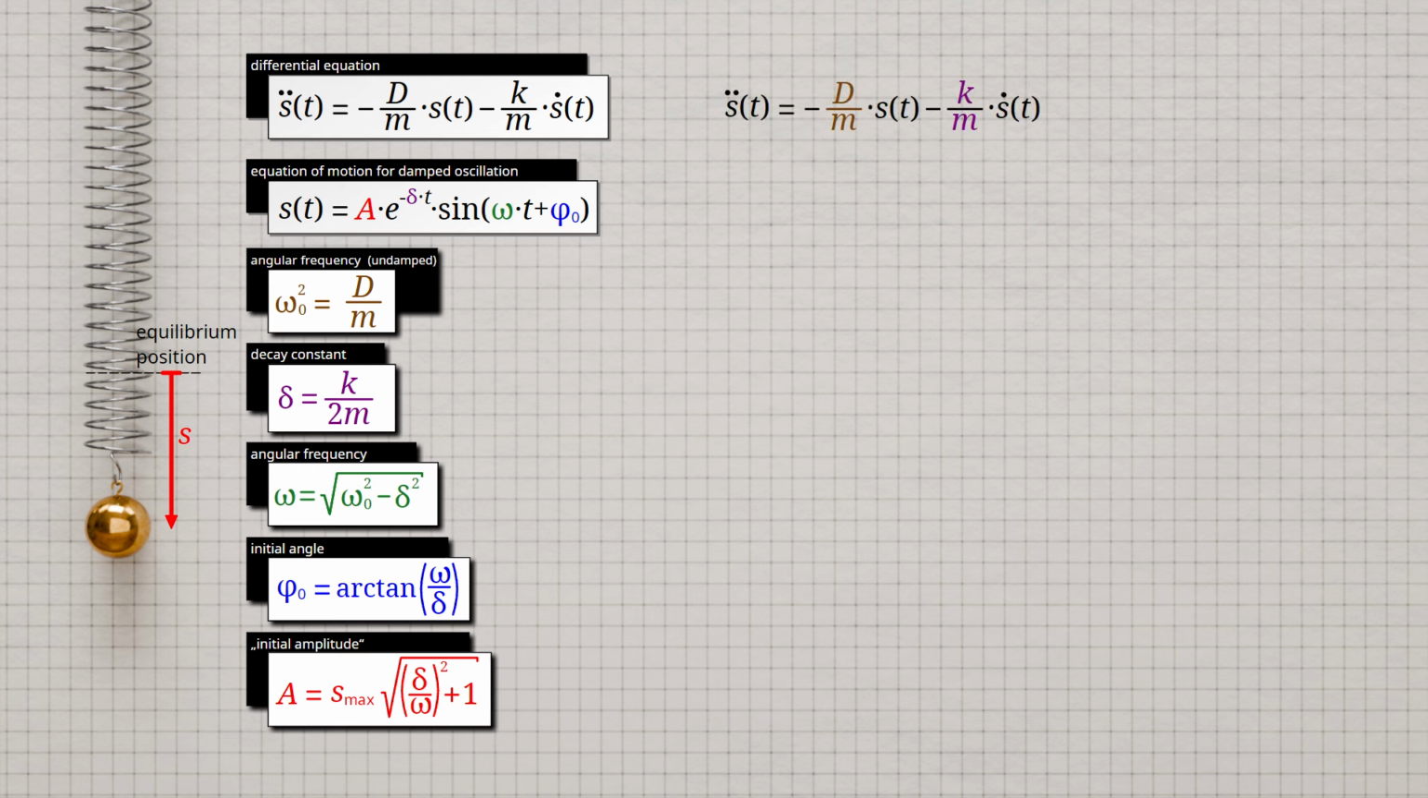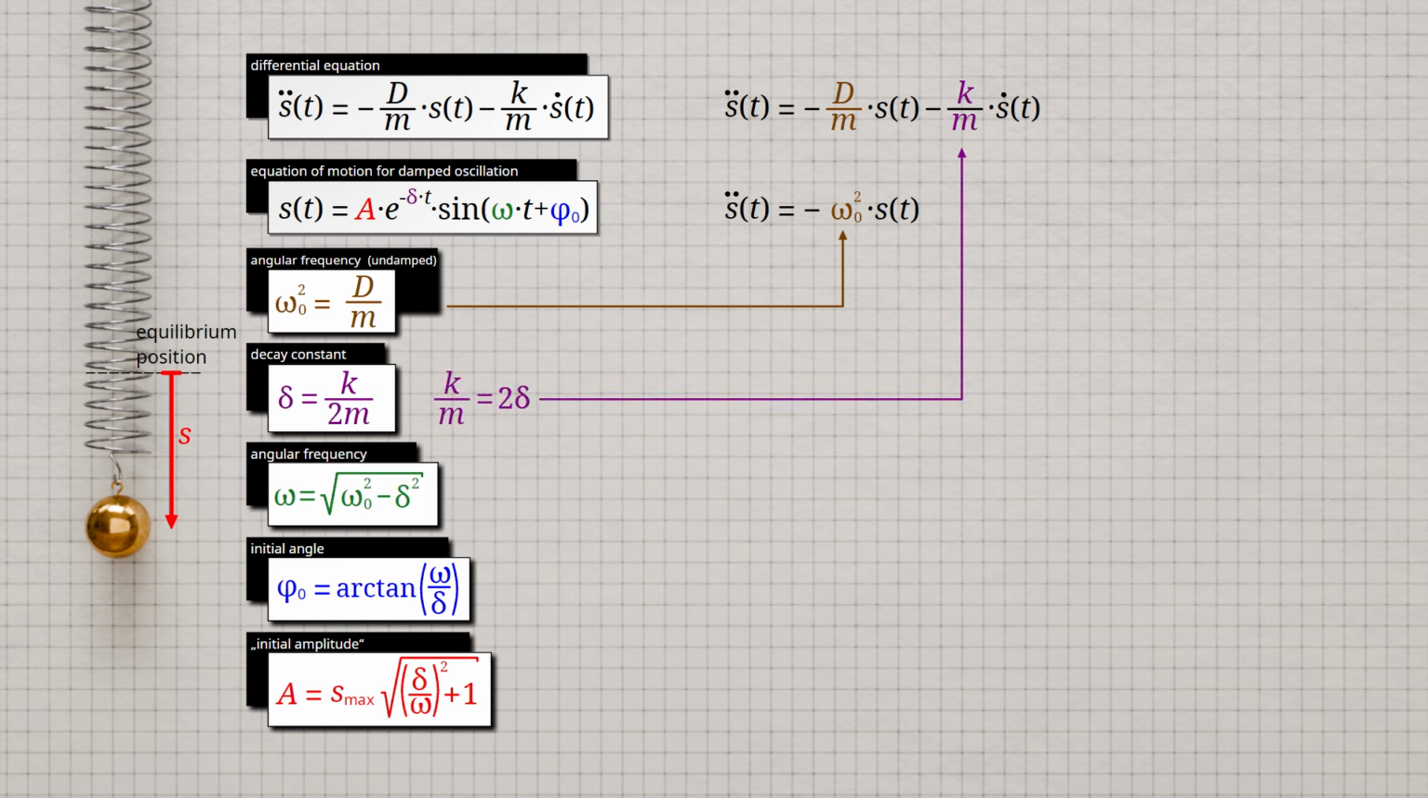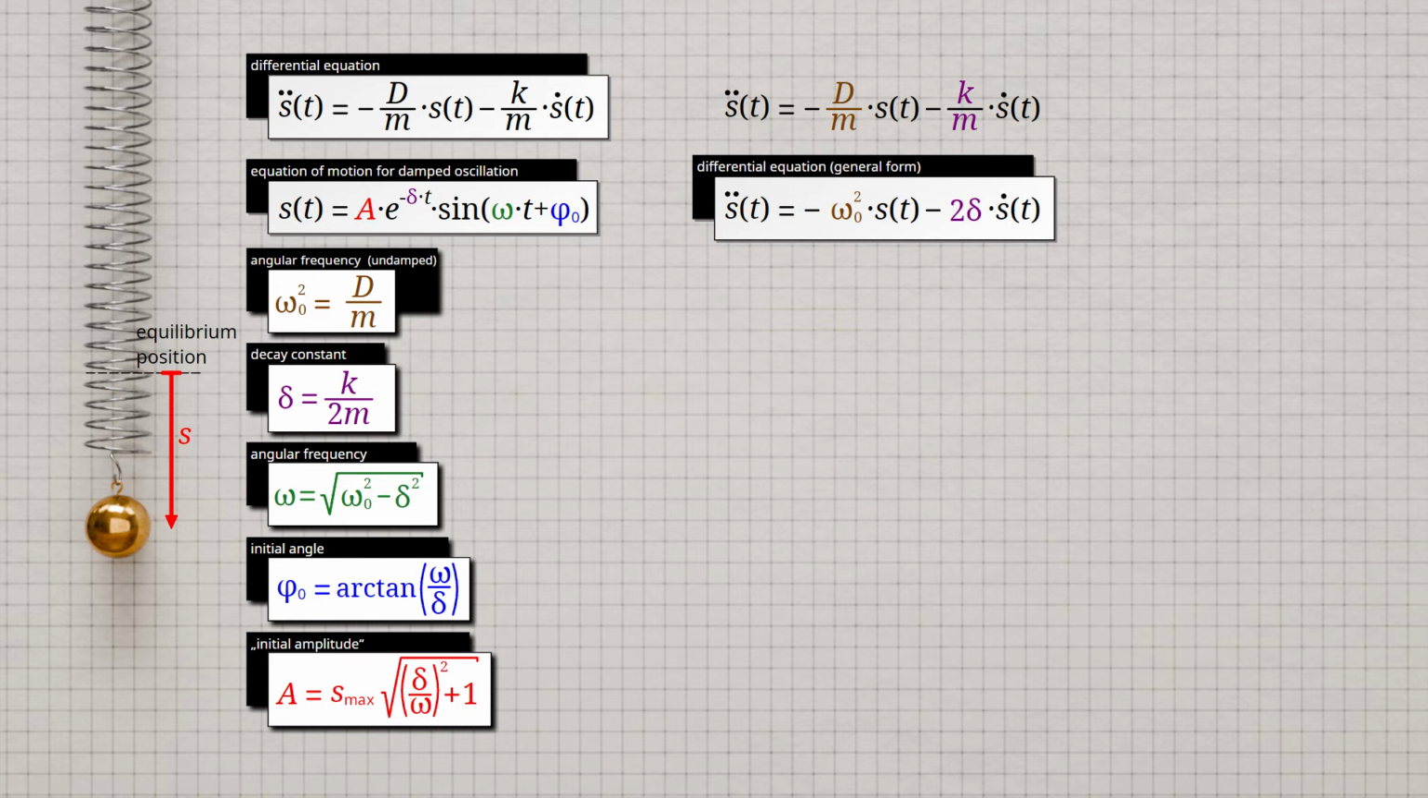We derived this equation exemplarily for a spring mass system. However, there are other systems that perform damped oscillations, for example a simple pendulum. We therefore generalize the differential equation for any case in which the velocity-dependent frictional force is proportional to the velocity. The constant term in front of the displacement function, which in our example corresponds to the quotient of spring stiffness and mass, can generally be written as the square of the undamped angular frequency omega 0. The constant term in front of the first derivative of the displacement function always corresponds, in damped oscillations, to twice the value of the decay constant delta. This is the general form of the differential equation of a damped harmonic oscillation.